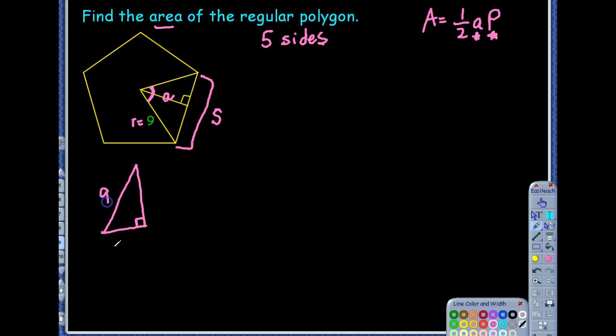So the radius is 9. Okay? This is our apothem. This right here is half of the side length. Right. I want to keep that in mind. All right? So we need to find this central angle. And how do we find the central angle? 360 divided.